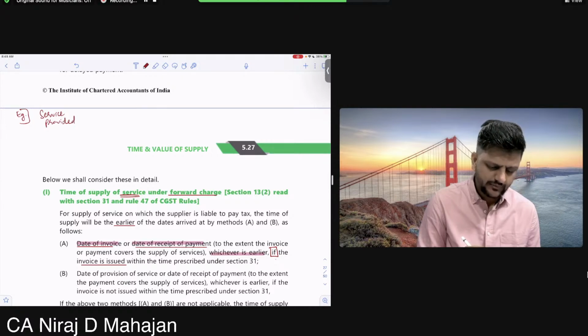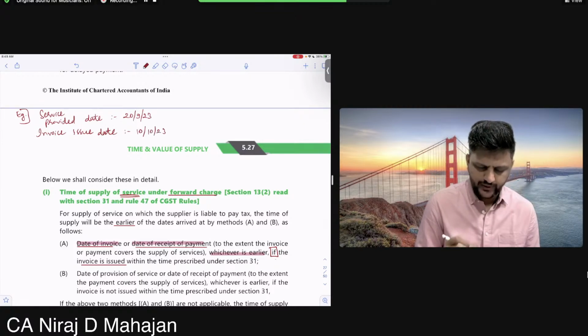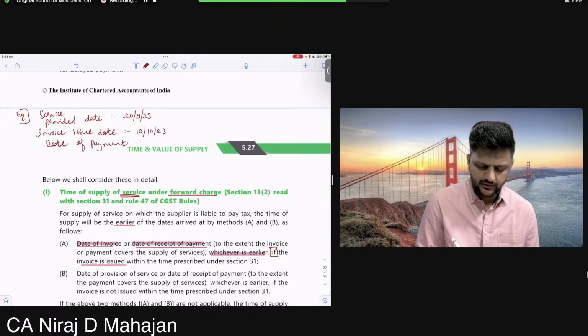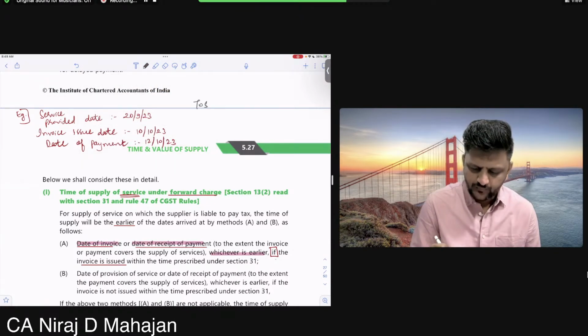Service provided date, let us say, is 20th September 23. Invoice issue date, let us say 10th October 23. Date of payment, let us say 12th October 23. Anything else you have to check here? What will be the time of supply? Is earlier of.